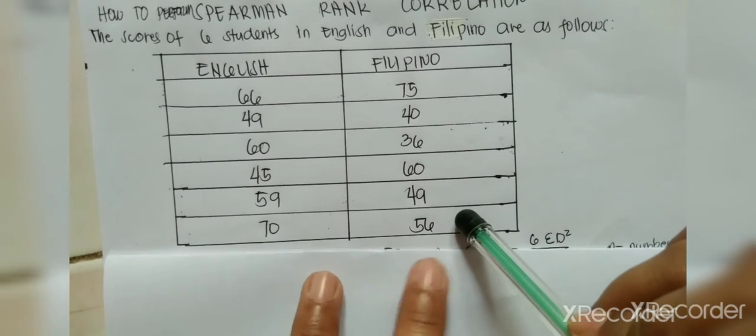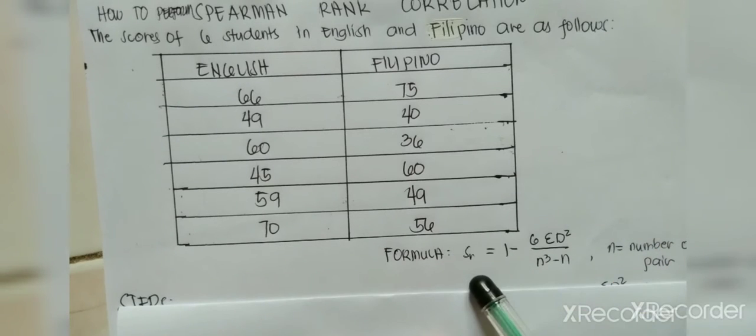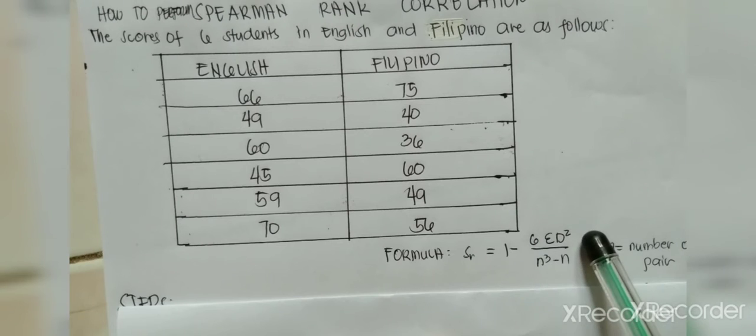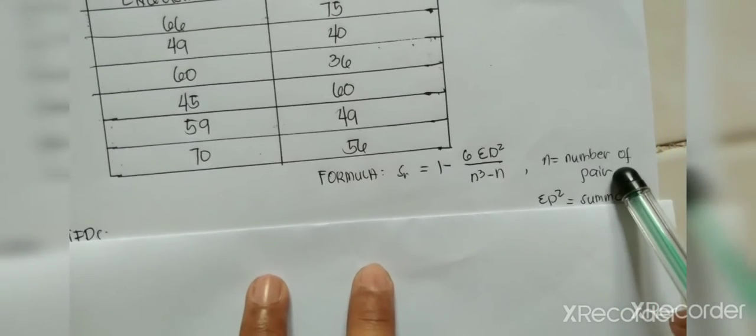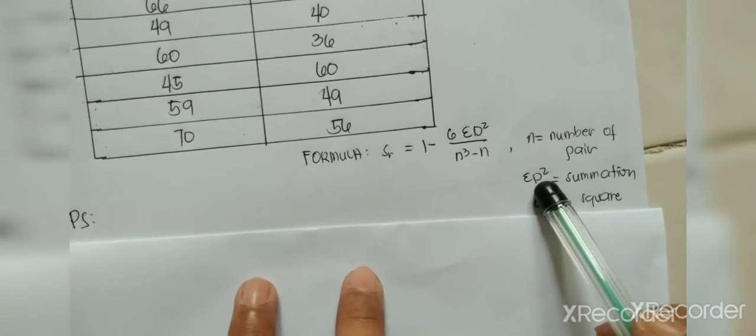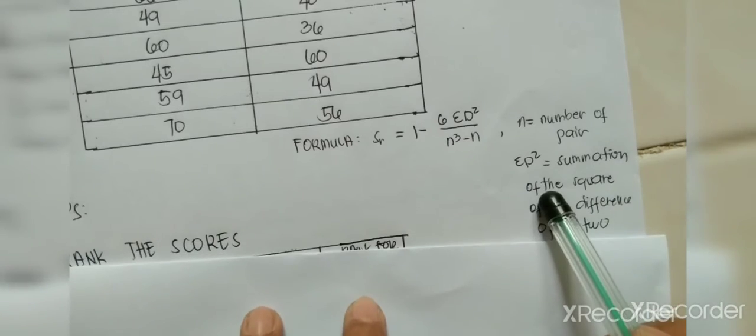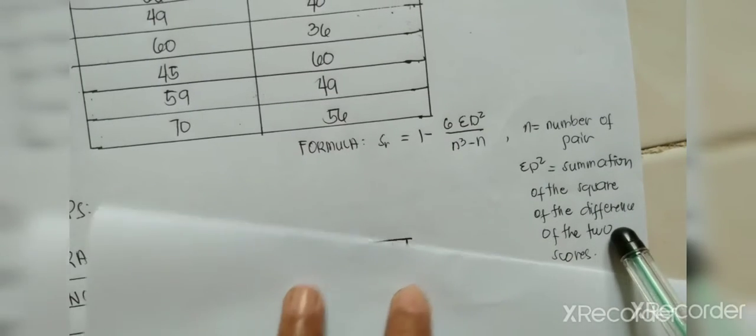The formula that we are going to use is r sub s is equal to 1 minus 6 times the summation of d squared over n cubed minus n, wherein n is the number of pairs and the summation of d squared is the summation of the squares of the differences of the two ranks.